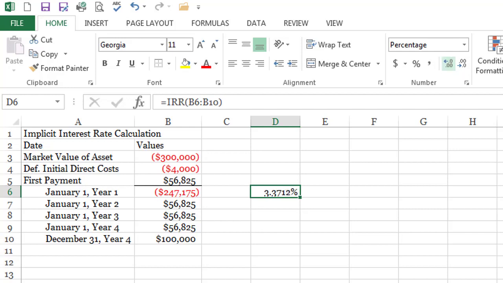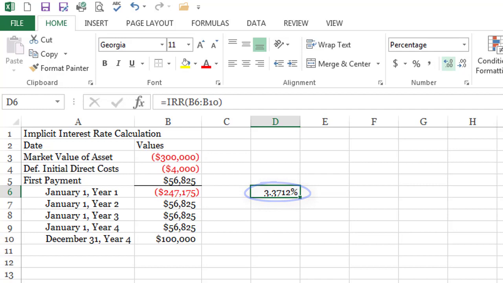So basically what this interest rate means is that over the life of the lease, we're going to give away an asset of $300,000. We're going to spend an initial $4,000. They're going to pay us back $56,825 4 times plus $100,000. The actual return we're going to make on our $304,000 that we're shelling out is 3.3712%. That's what that means in English.